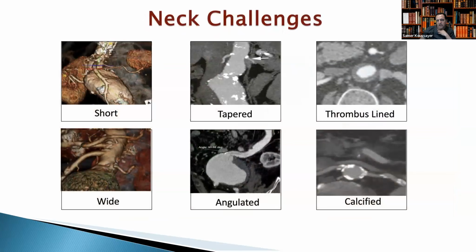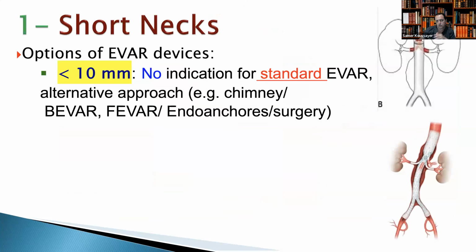So let's talk first about the neck, which is the most difficult. You have 6 challenges with the neck. It could be short, could be tapered, could have thrombus, could be wide, could be angulated, and could be calcified. Let's start with the first one, the short neck. If the neck is less than 10 millimeters, no way you can do a standard EVAR. You need to do something else. Then you have to do a chimney, a BEVAR, FEVAR, or take him to surgery. Or if you decide to do an EVAR, you may have to use endoanchors. But you cannot just put in a standard EVAR.